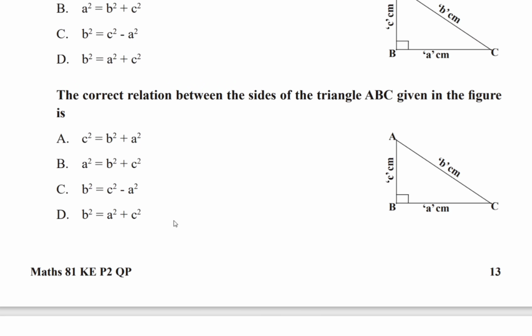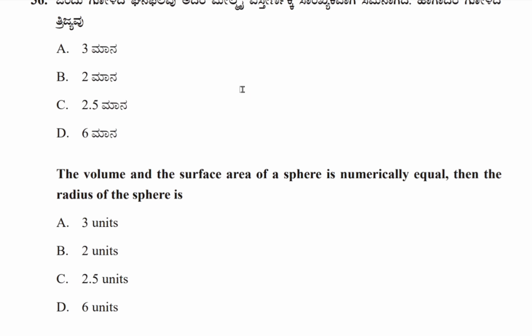The correct relation between the sides of a triangle ABC given in the figure is, students, which is direct question. By using the concept of Pythagoras theorem, we can say that the square of the hypotenuse is equal to sum of squares of other two sides. Therefore, the correct answer is option D, B square equals A square plus C square. By using the concept of Pythagoras theorem. Now moving to next question.